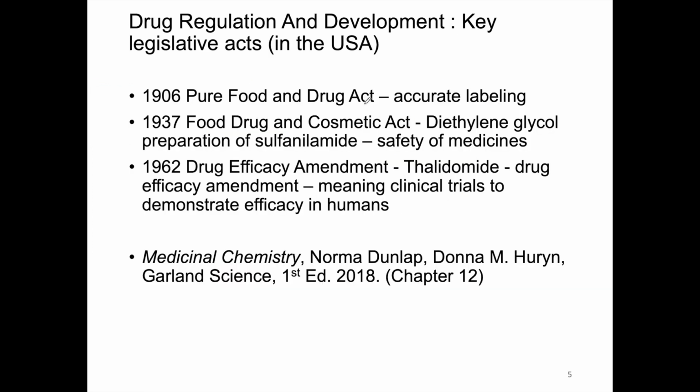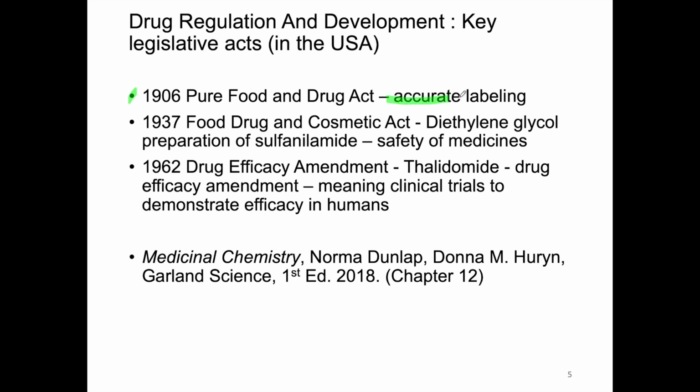So I've put in here 3 dates relating to drug regulation and development, which situate the drug discovery and the drug development process nowadays. So the first is back in 1906, the Pure Food and Drug Act was enacted in the US, and that ensured that people had to label everything appropriately.